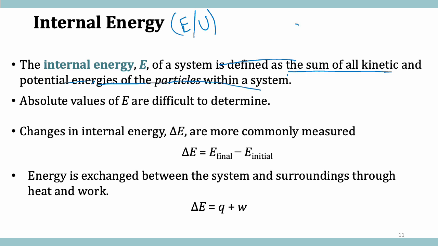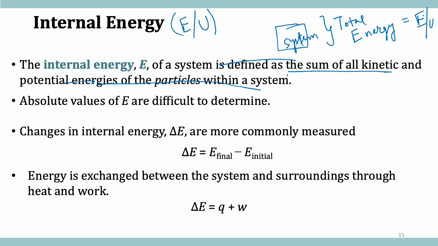If I'm talking about a system, the total energy that is present in the system, that is called its internal energy, E or U. In this slide, we'll majorly be using it as E, but if you see something used as U, that is also fine. Absolute values of E are very difficult to determine. It's very difficult to tell how much total energy any object has.